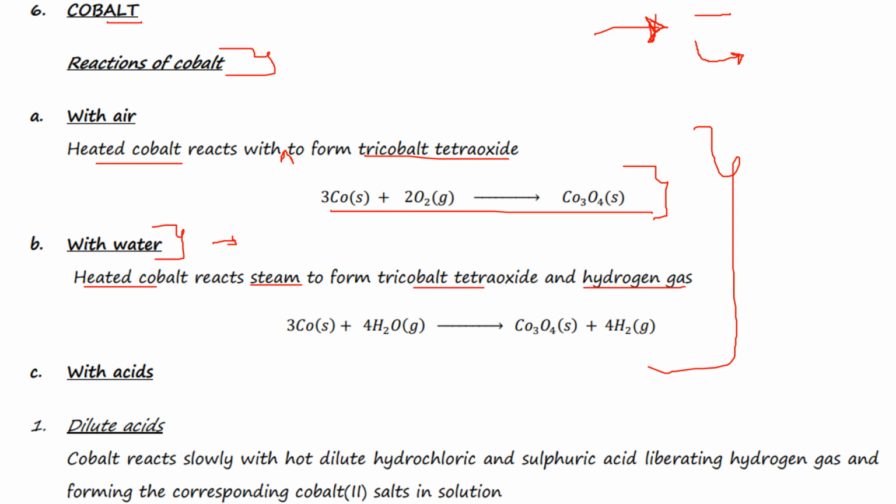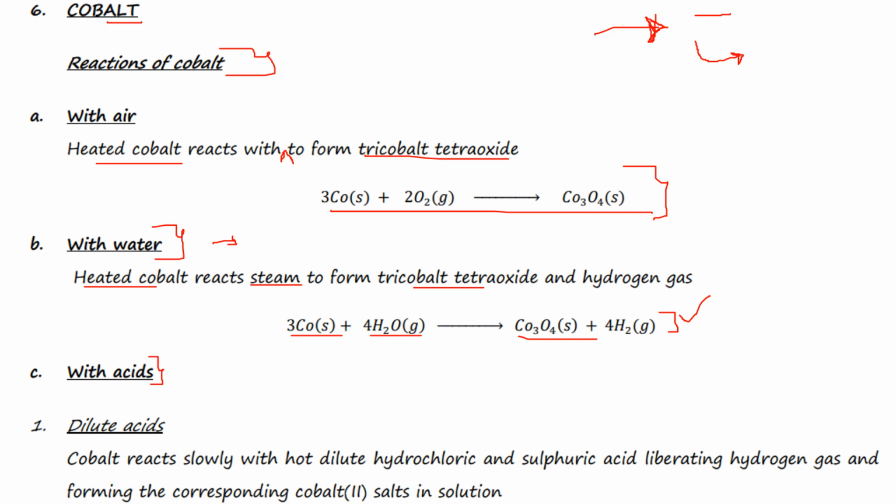Now notice that these reactions are similar to the reactions that we looked at under the chemistry of iron. So three cobalt molecules react with water molecules to form tricobalt tetraoxide together with hydrogen gas. Now I'm not going through how we balance equations because I believe I've overemphasized that concept. Now let's go to the reactions with acids.